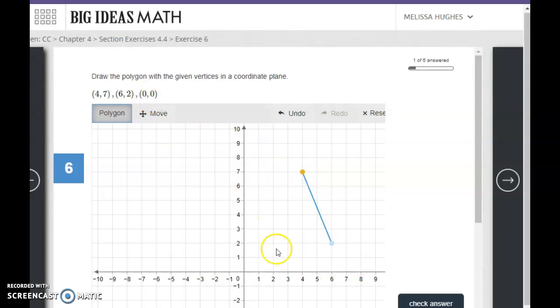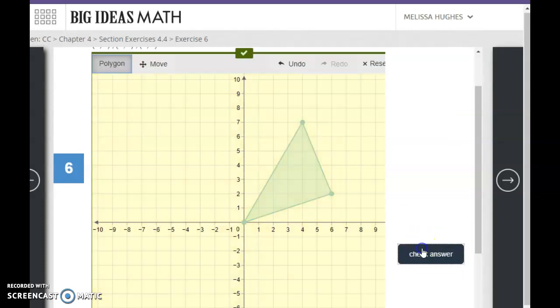And then my last ordered pair is 0, 0, which is right where I started. Now to complete my shape, I just have to click on my very first dot, and then it will make the shape that I want it to make. Check my answer, and I've got it right.